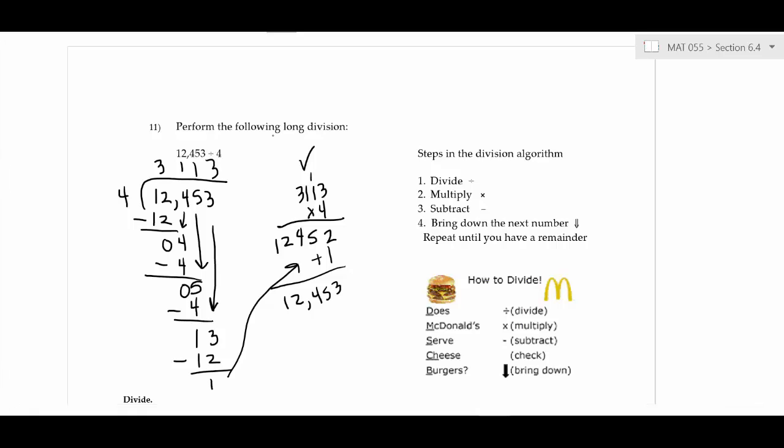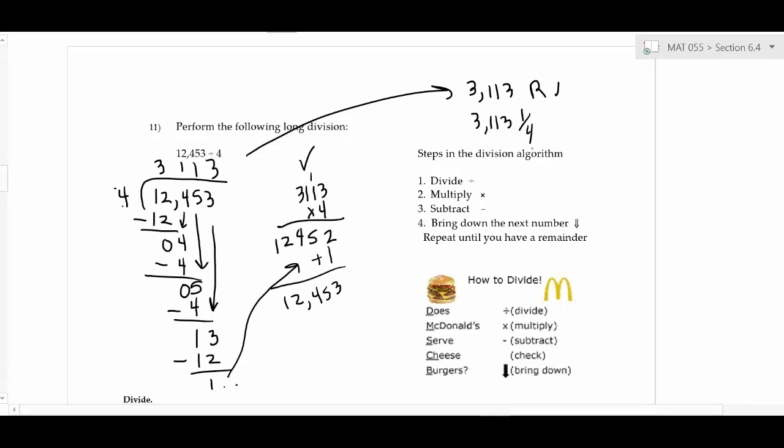Okay? The other thing I want to remind you of is typically you learn to write this one of two ways. You either write your answer as 3,113 remainder of 1. What's the other way you learned? 1/4. Good. So you say 3,113 and 1/4, because there's one part left over with the 4. So we're going to do that with algebra too, okay, as well.